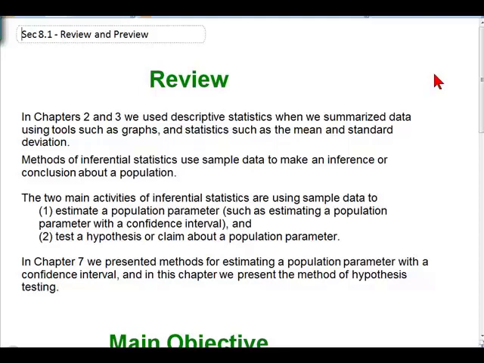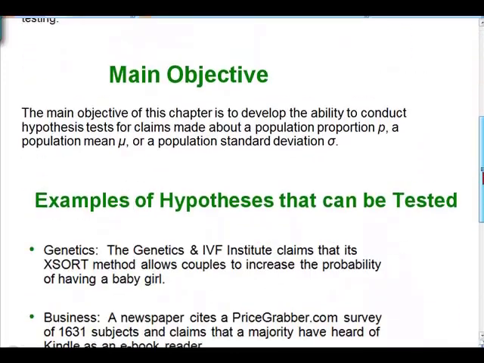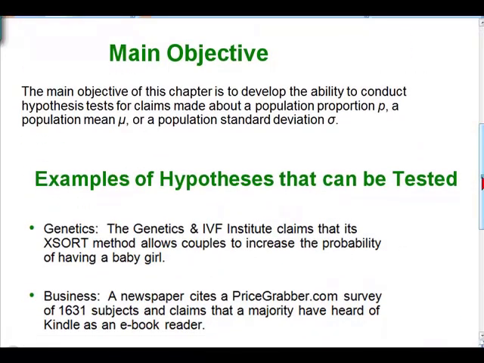So we're moving on into Chapter 8 now, and Chapter 8 is going to feel very similar to what we did in Chapter 7. In Chapter 7, we looked at methods for estimating a population parameter by creating confidence intervals. Well, now what we're going to do in Chapter 8 is test a claim about whether or not a particular value of a parameter is true or false. We're going to say true or not true.